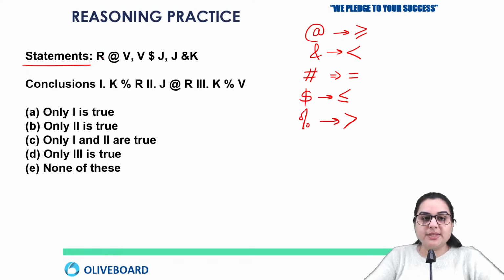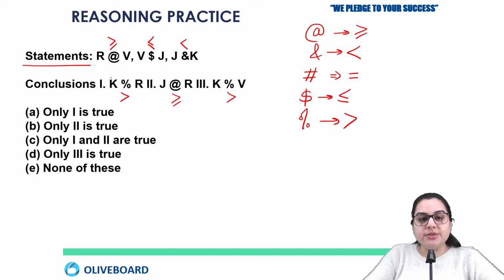Okay, so as we can see, it is R at the rate V. Now at the rate means it is greater equal. Then it is V dollar J. Dollar means smaller equal. And then it is J and K. And means smaller. Now in the first conclusion, it is percent means greater, at the rate means greater equal, and percent again means greater.